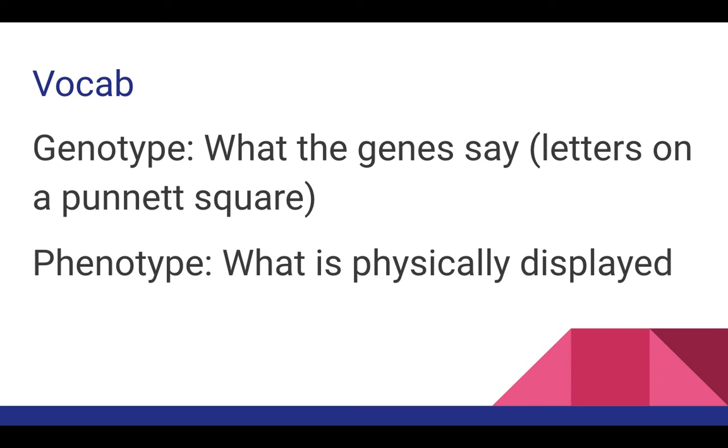On the flip side, phenotype is what's physically displayed. So if you are seeing a red flower, you don't know what the genotype is. You don't know if it's big R, little r, or big R, big R. If you see a white flower, you know that the genotype is going to be little r, little r. But if you see a red flower, it could be either one. The phenotype is just what is physically displayed. So if I say, what is the genotype? That's when you're going to give me letters. And when I say what the phenotype is, that's when you're going to tell me what you see.